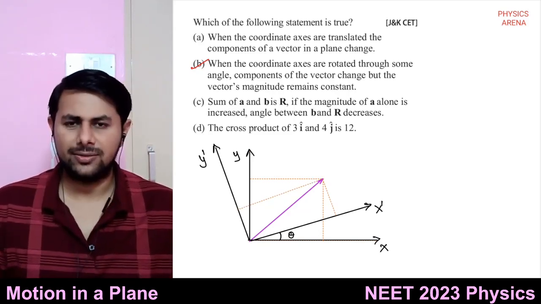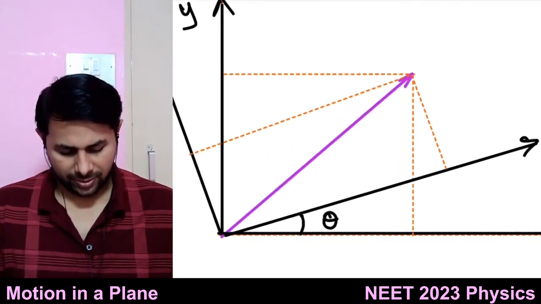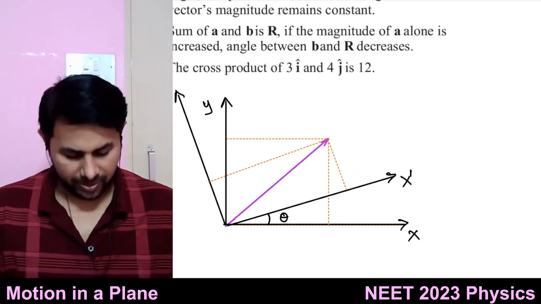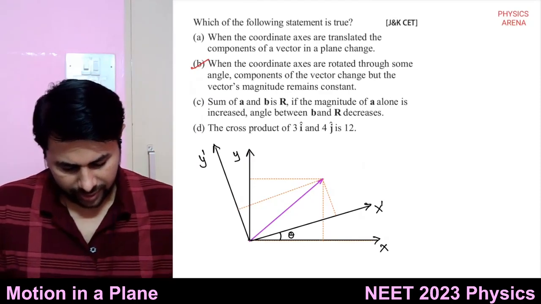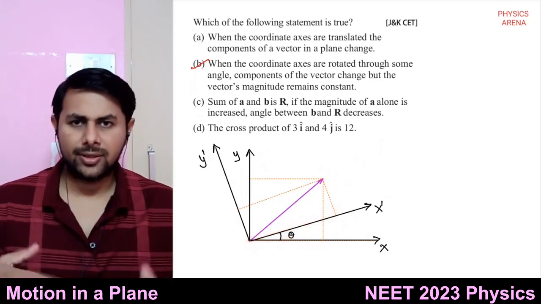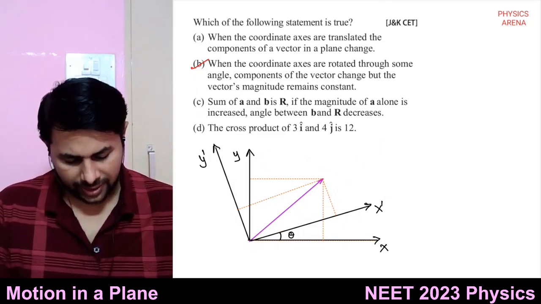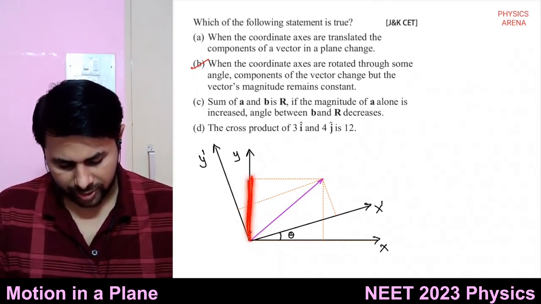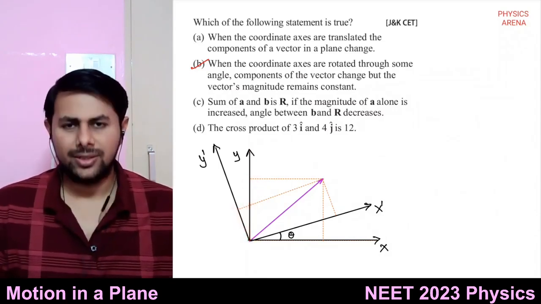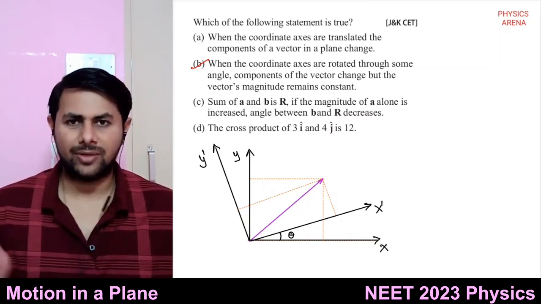Can you see that? Yes, sir. So the magnitude of the x component is increasing. This length is small compared to this length, right? And the magnitude of the y component, which was this much earlier, is now this much, so it is decreasing. So the magnitudes of components change, but the magnitude of the vector will not change.